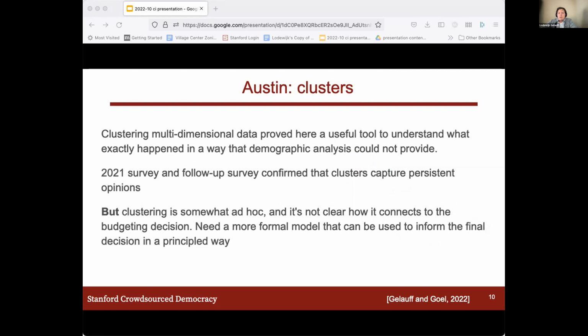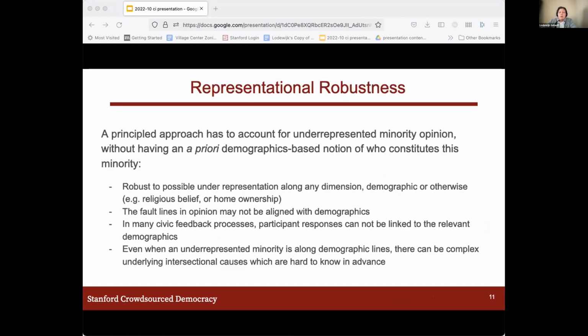However, an approach like this is somewhat ad hoc. It's not immediately clear what we would be able to connect back to it and how it would fit into a budgeting decision. What would you do if this kind of analysis shows that there are actual concerns with regards to minority opinions? It would need some kind of formal model that can be used to inform the final decision in a more principled way. A principled approach has to account for underrepresented minority opinions without having a demographic-based notion of who constitutes that minority.